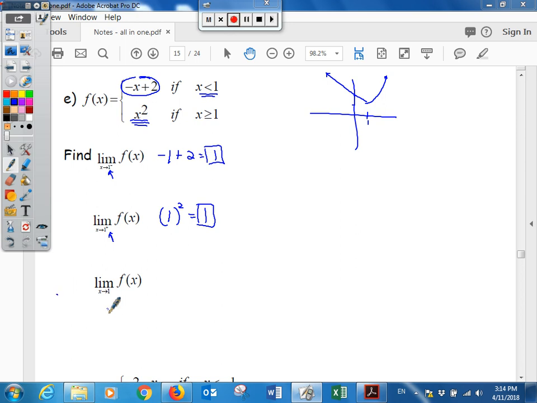So if I want the full limit, notice there's no plus or minus this time. I want the full limit. I need to explore the limit from the left and the limit from the right. Because they were both the same value, that makes the full limit equal to that value as well. If they had been different values, then that limit would not have existed.